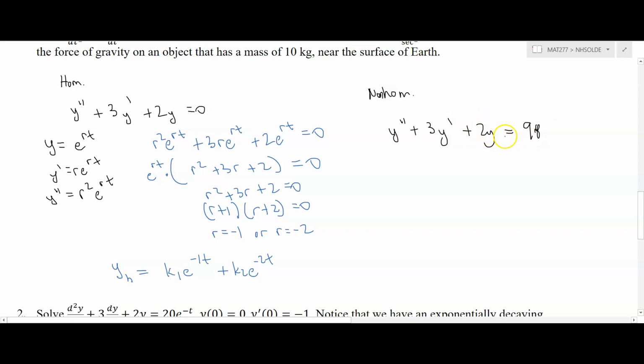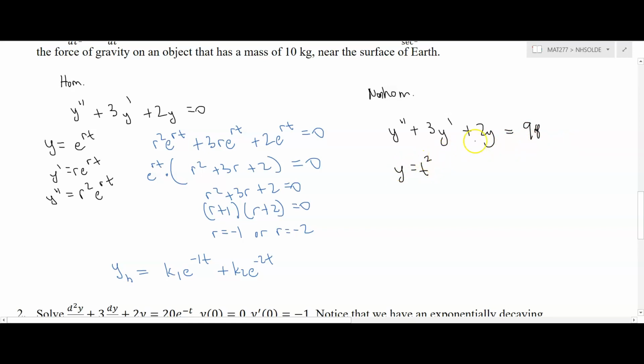Well, the only way for that to happen is if y is a constant, and here's why. Let's suppose we let y equal t. Well, that's already a problem because now I'll have 2t here, and then its derivative is equal to 1, and then its second derivative is equal to 0, so 0 plus 3 plus 2t will not give me 98. So my guess cannot have a t in it.